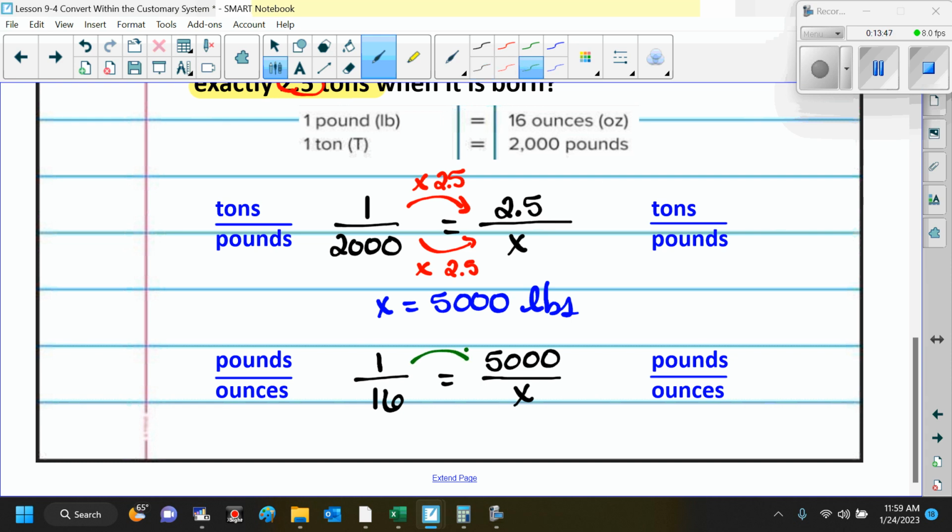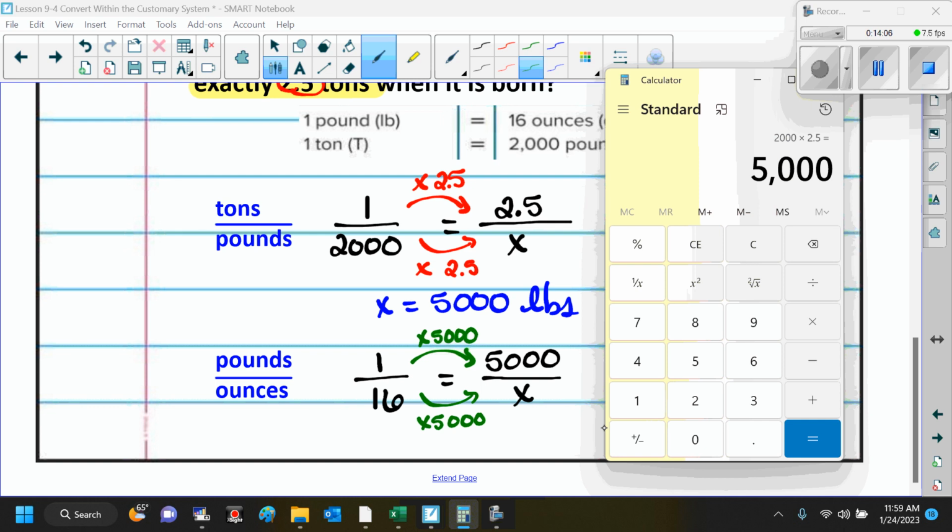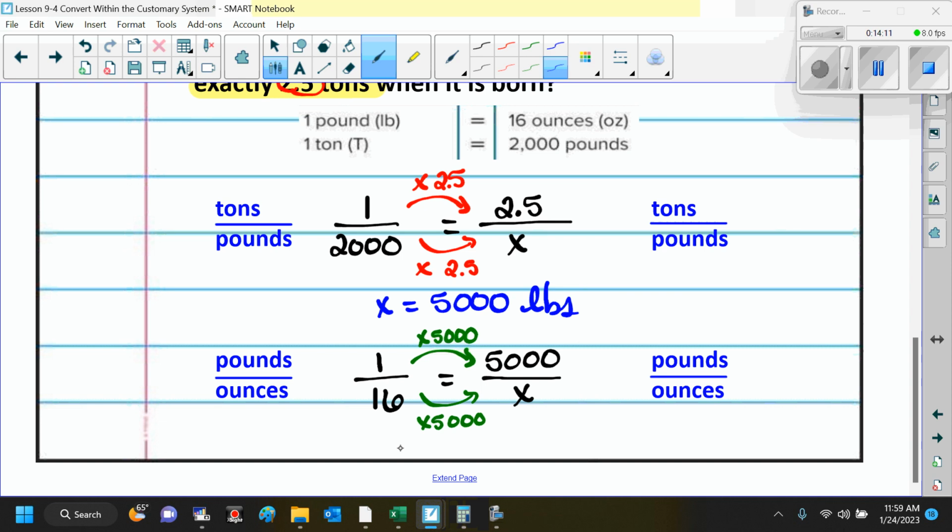So, to get from 1 to 5,000, these ones are pretty simple, right? 1 times 5,000 gives me 5,000. And so that means that I need to multiply times 5,000 down below. So that's going to be 5,000 times 16, 80,000. Very good. So x is equal to 80,000 what? Ounces. Very good. 80,000 ounces. And that's how much a little baby whale weighs.